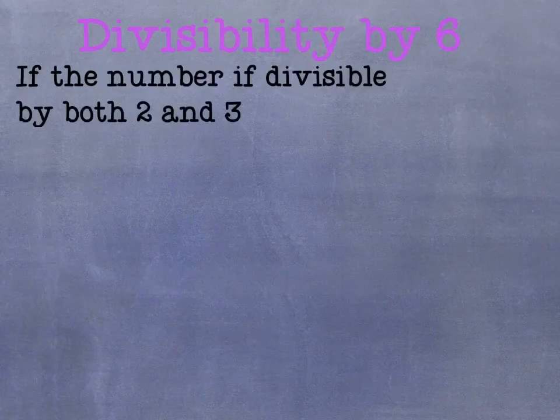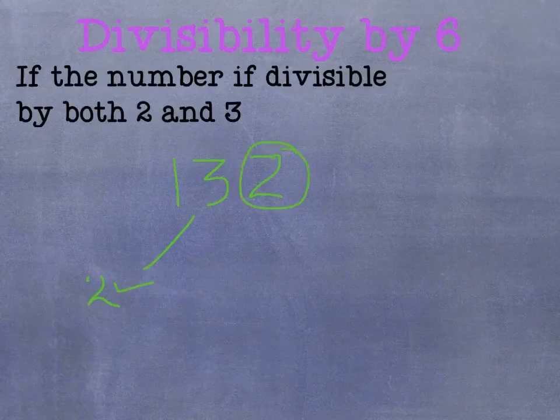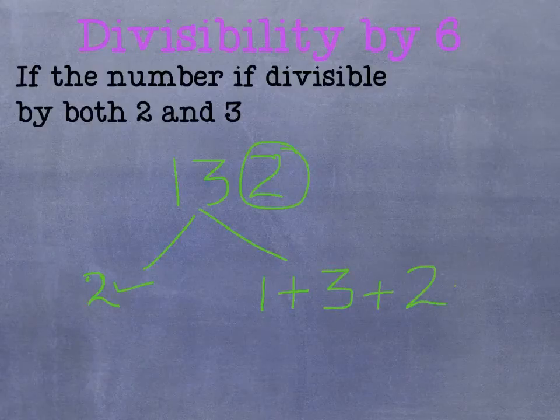Now for divisibility by 6, all you have to do is see if the number is divisible by both 3 and 2. For example, 132 is divisible by 2 because we have an even number as the last digit. Now we have to check if it's divisible by 3. For divisibility by 3, all we have to check is if the sum of the digits is a multiple of 3. Now 1 plus 3 plus 2 is equal to 6, which is a multiple of 3.